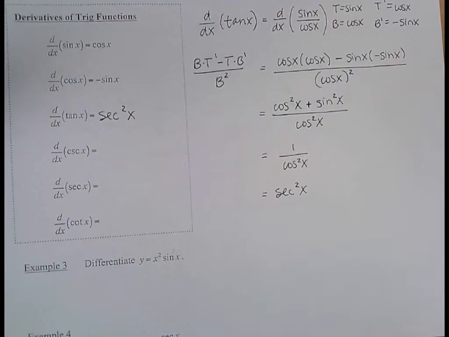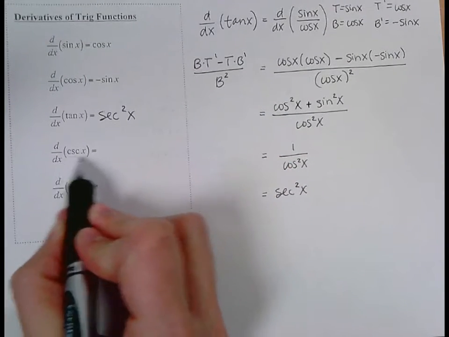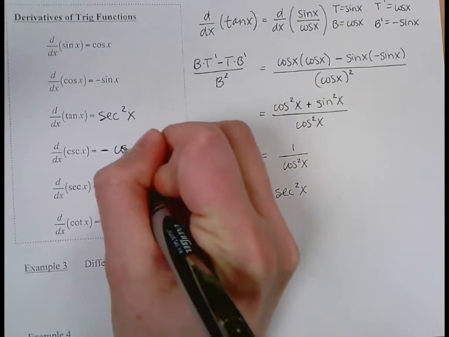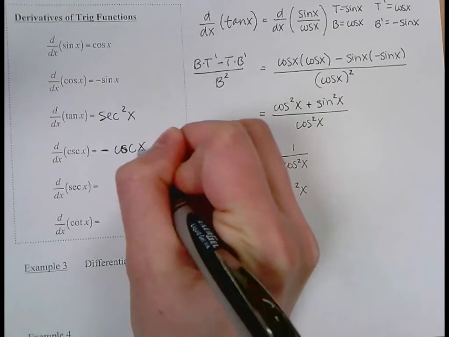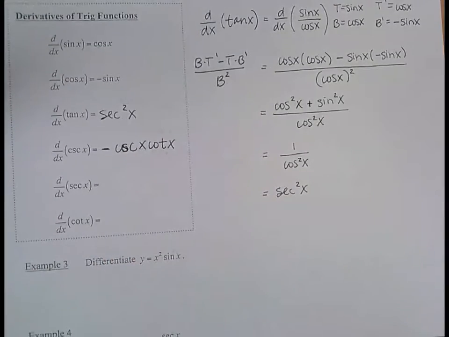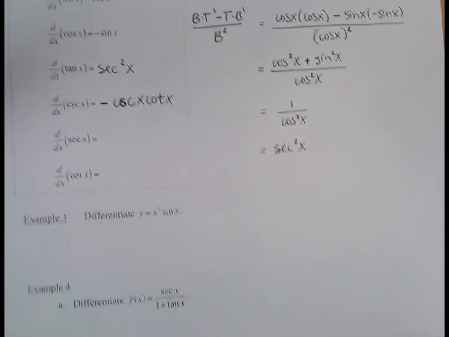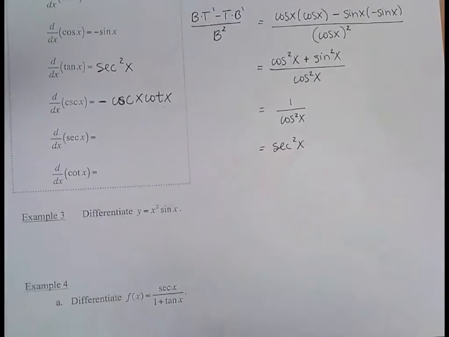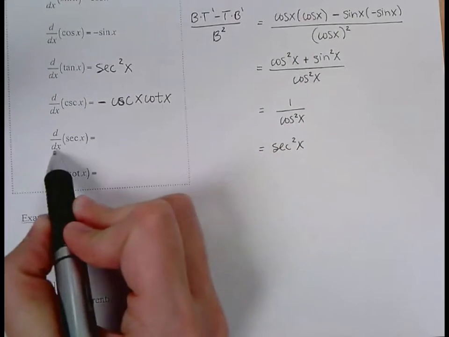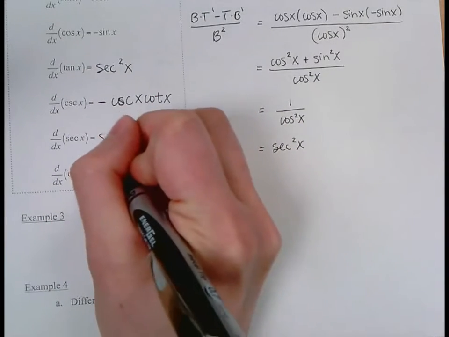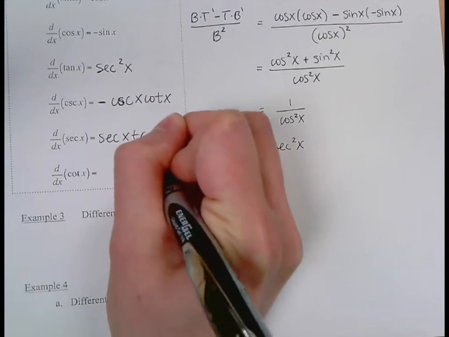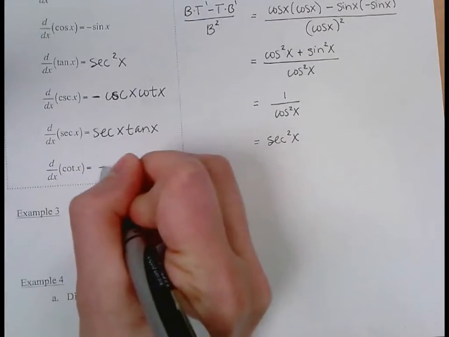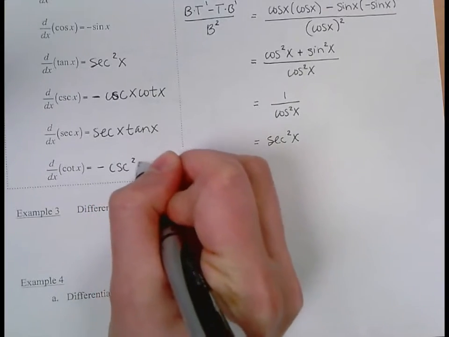But to give you the derivatives, the derivative of cosecant x is the opposite of cosecant x times cotangent x. So the derivative of cosecant is the opposite of cosecant x times cotangent x. The derivative of secant of x is secant x times tangent x. And the derivative of cotangent is the opposite of cosecant squared x.